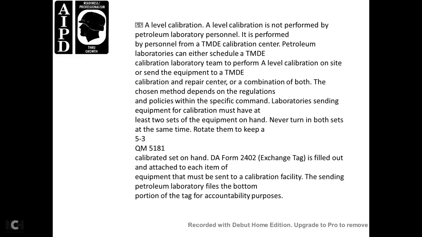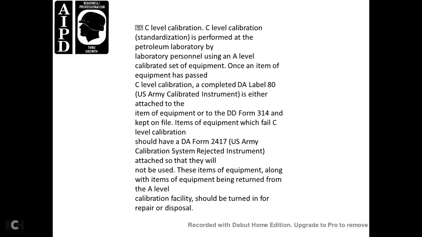The specific command or laboratory sending the equipment for calibration must have at least 2 sets of equipment on hand, never turning in both sets at the same time. Rotate them to keep calibrated equipment on hand. The DA Form 2402 exchange tag is filled out and attached to each item of the equipment that must be sent to the calibration facility. The sending petroleum laboratory files the bottom portion of the tag for accountability purposes.